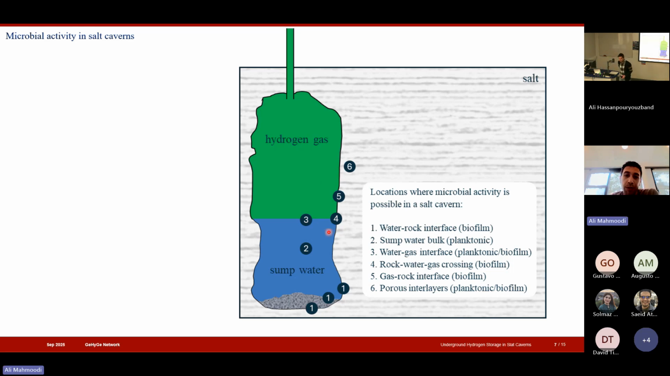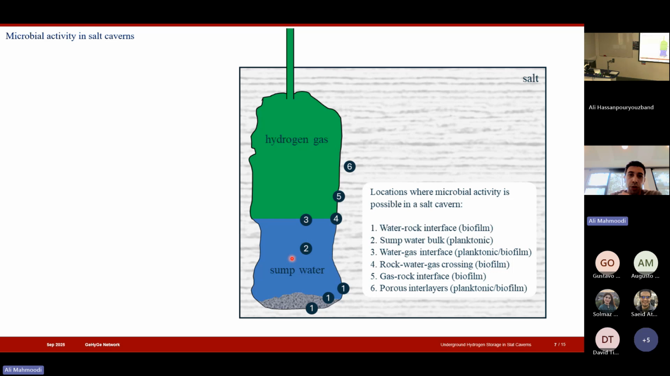What I'm going to talk about here basically is to evaluate this intuition of mine that in especially zones 1 and 2, deep inside the water on the solid surface and inside the bulk of the water, diffusion will limit microbial growth. It cannot be a considerable amount of hydrogen diffused deep enough to matter at all.